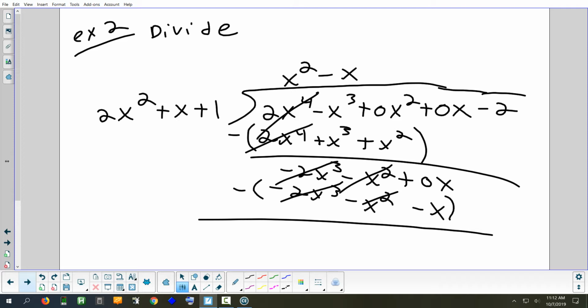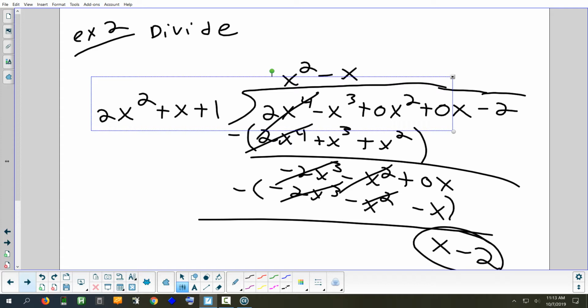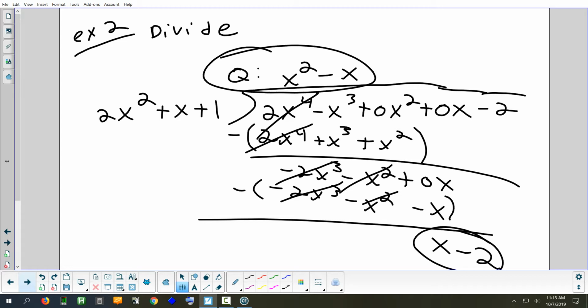Watch what the degree is going to be. 0 minus x is plus x. And now bring down the 2. So this whole thing, x minus 2, is your remainder. You can't divide 2x squared into x now. It won't work. So once the degree is lower, that's the remainder. The degree on my remainder is a 1. The degree on the number on the outside here is a 2. I'm done.